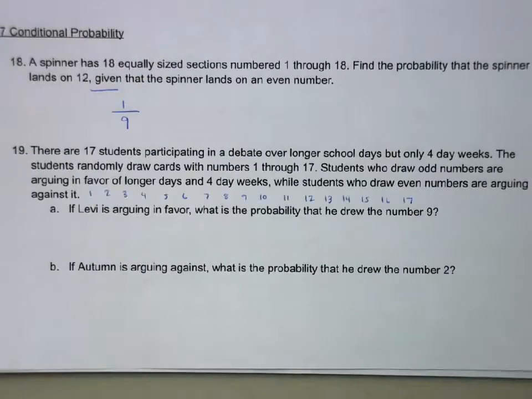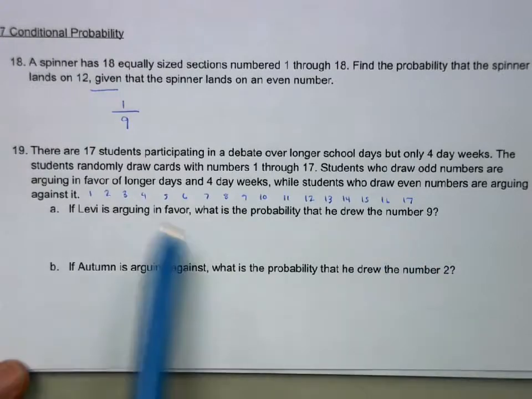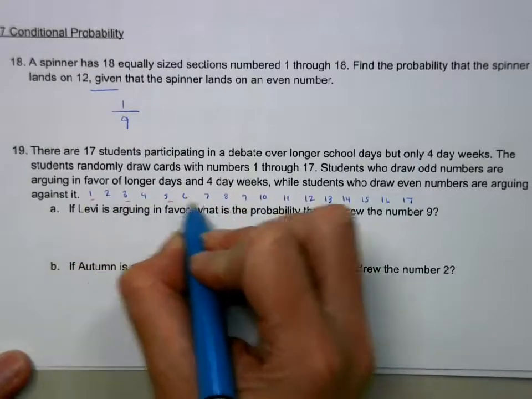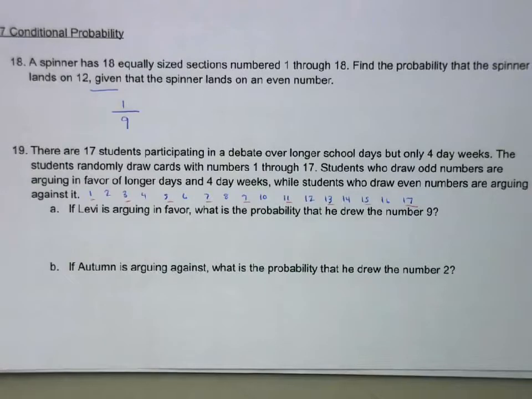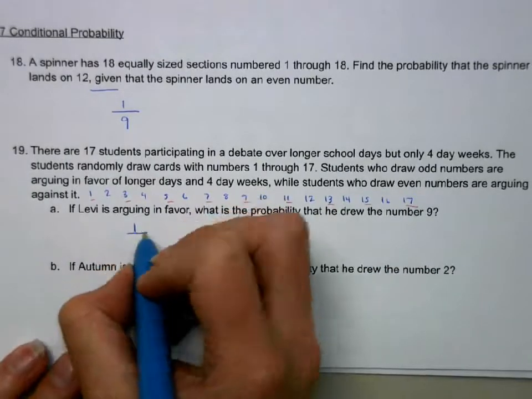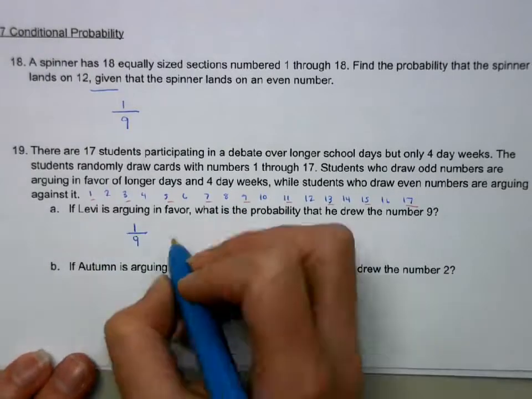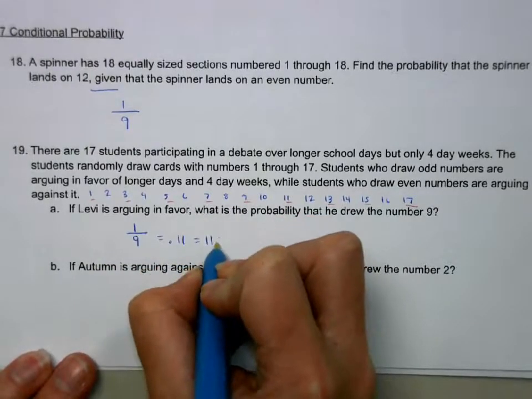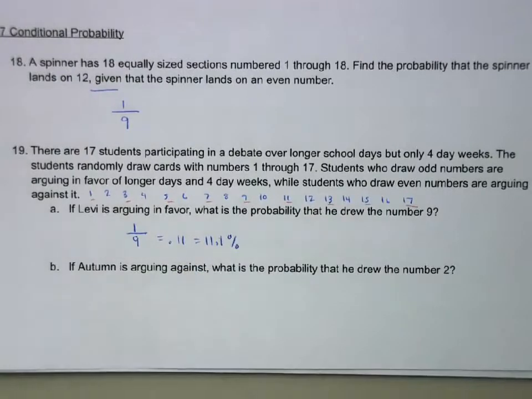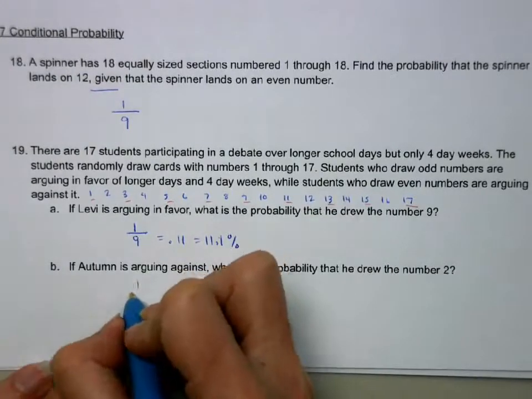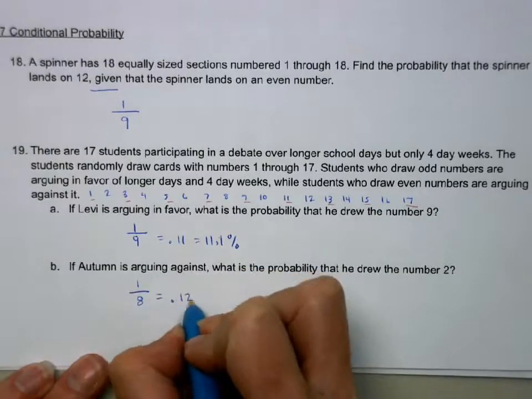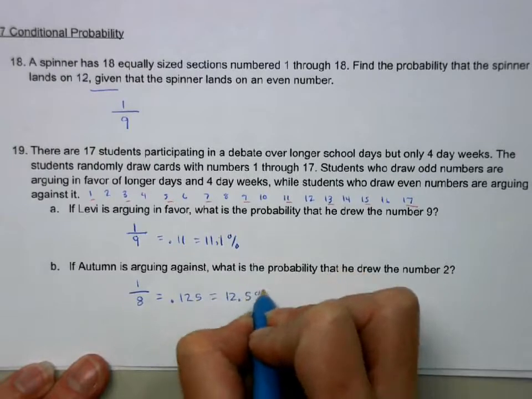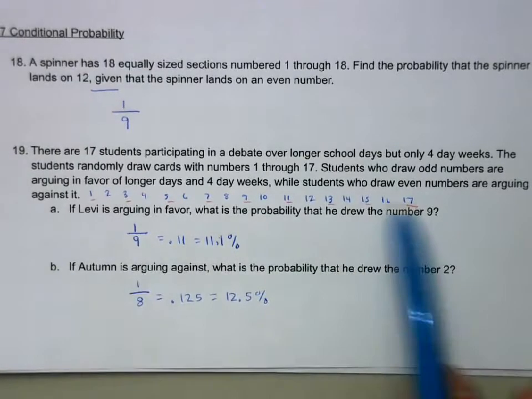Okay, so to help illustrate this, write out the numbers 1 through 17. So how many of them are odd? 1, 2, 3, 4, 5, 6, 7, 8, 9. There are 9 odd numbers between 1 and 17. So if he picked an odd, he's got a 1 in 9 chance, which is 0.11 or 11.1%. If Autumn is arguing against, she picked an even number. The probability that it was a 2 is 1 out of the 8 even numbers. So this is 0.125 or 12.5%. So when in doubt, always draw out your sample space so you can see what you're working with.